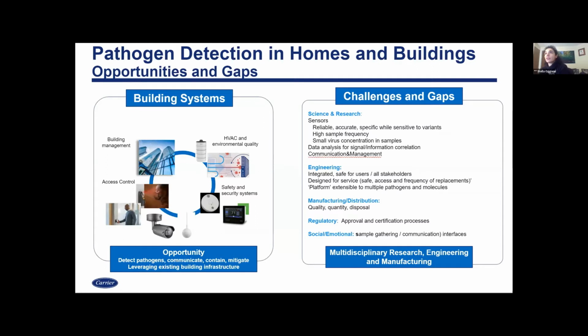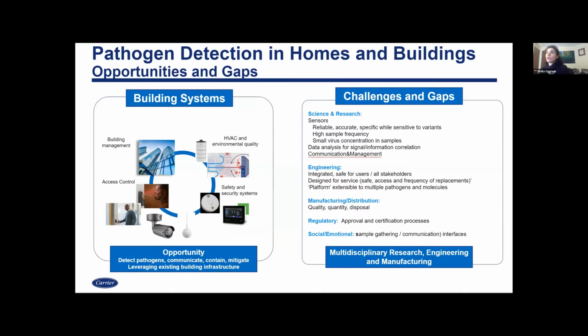So we have access control, so access to individuals. We have a lot of the systems in the buildings that we can reuse, for example, in thermostats, in carbon monoxide sensors. There's existing infrastructure, and there's air handling where all the air passes through, and there's the building management system. So there's the opportunity to sense the virus, if those sensors exist, in several ways in the building systems. Those sensors, a lot of you are already working on those sensors.